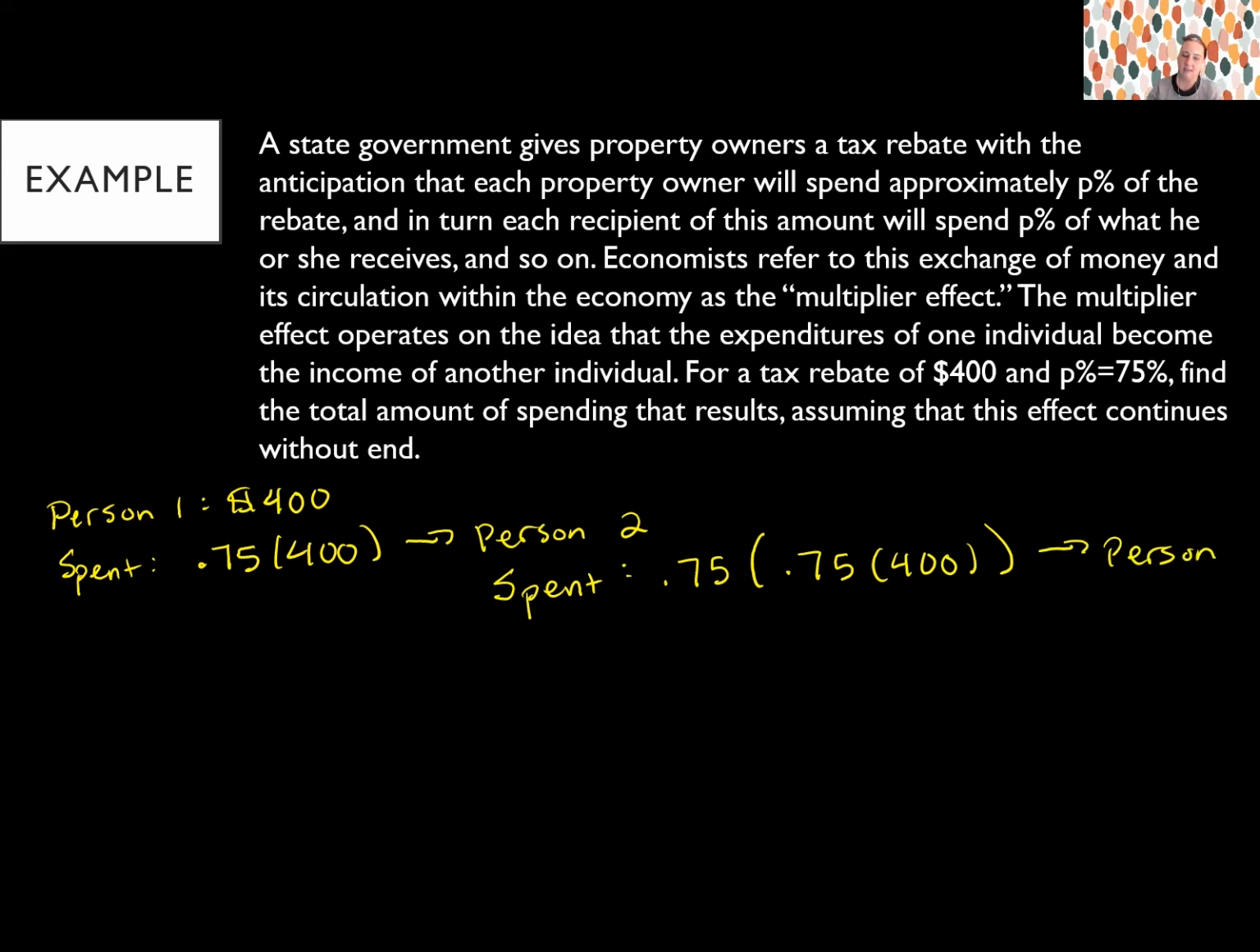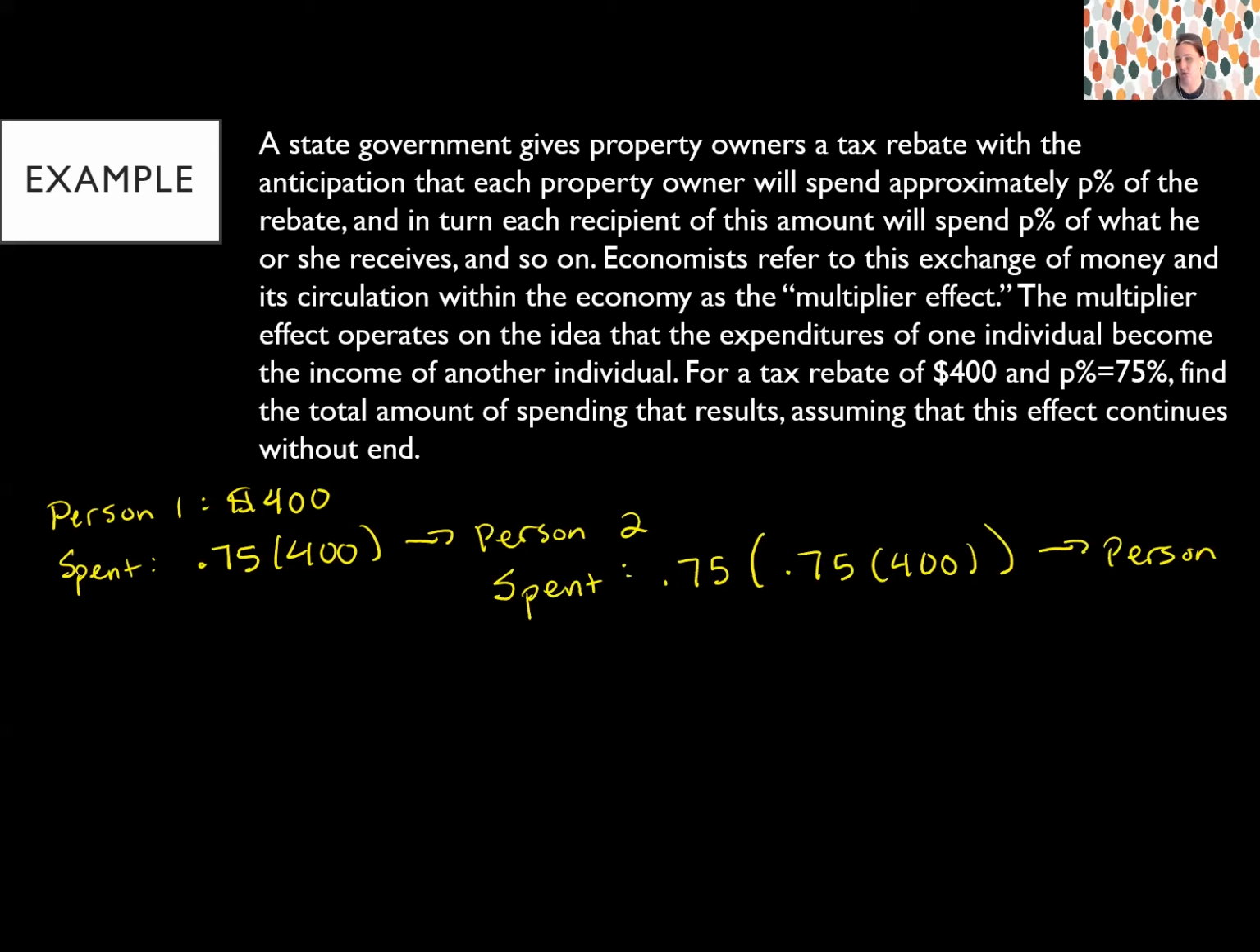And so you can see that this is geometric because each person, this money is getting passed on to, you're getting another 75% on it. So that's your R. And your A1 is that $400. And so the total amount of spending is the sum of these values. So this is a geometric series, and they're saying it goes without end, so it goes on infinitely.